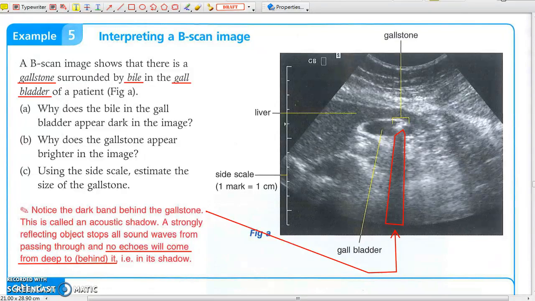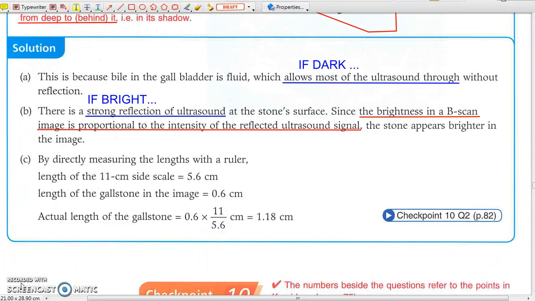In parts A and B, you are asked to explain why bile appears dark, while gallstone appears bright in the image. It is not anything very difficult to understand. Always remember that fluid allows ultrasound to pass through, and hence produce less reflection. The image is brighter when the reflected ultrasound is strong, which occurs when the acoustic impedance changes a lot.